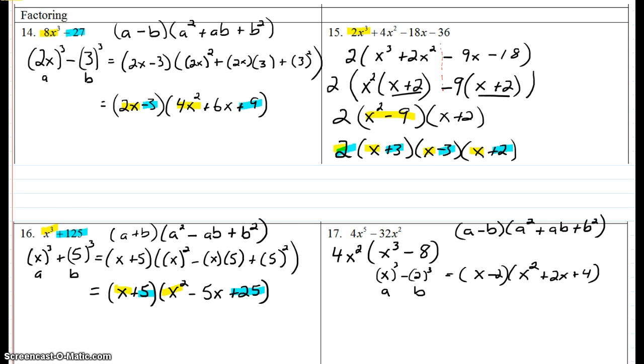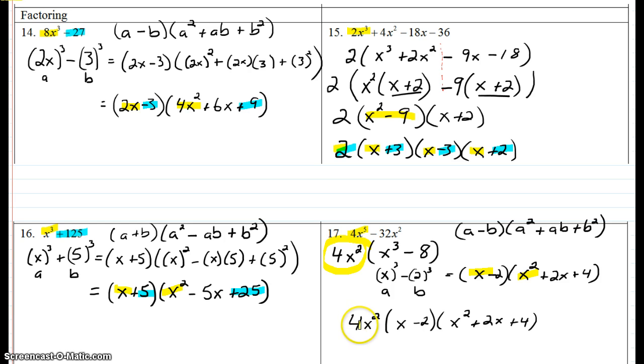And so now we feel all happy inside. We go to check our answer. Take the first times the first. X times x squared gives us x cubed, which doesn't line up to 4x to the 5th. And the reason is because when we started this, we had this 4x squared, and then we saw the x cubed minus 8, and we went over here and did our difference of cubes. So we can't forget about that 4x squared. That's still a factor, so we're going to rewrite everything now. 4x squared times x minus 2 times x squared plus 2x plus 4.